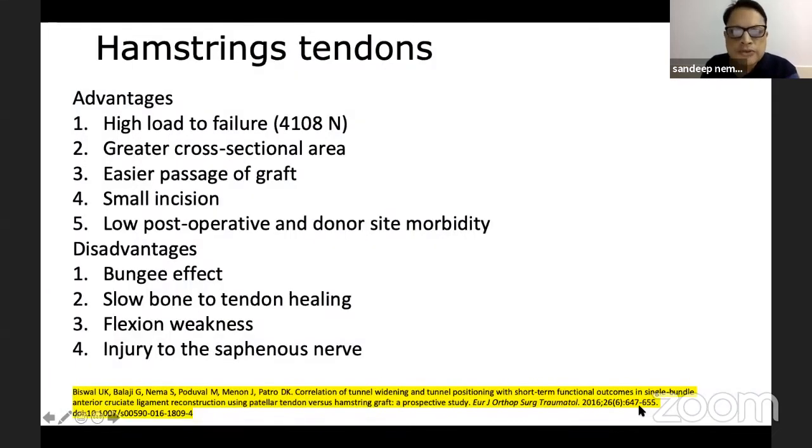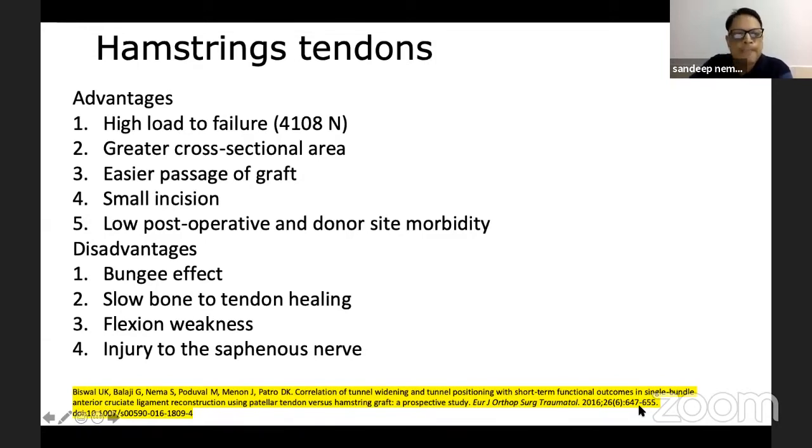When we talk about the hamstring tendon, the advantages associated with this graft are high load to failure, a greater cross-sectional area, it is easy to pass, and it has less donor site morbidity and a smaller incision. But again, there is a problem of bungee effect, and it has slow bone to tendon healing compared to the bone patellar tendon bone graft. There is flexion weakness, and there is injury to the saphenous nerve. So these are the advantages and disadvantages in brief. I think most of you know about them.